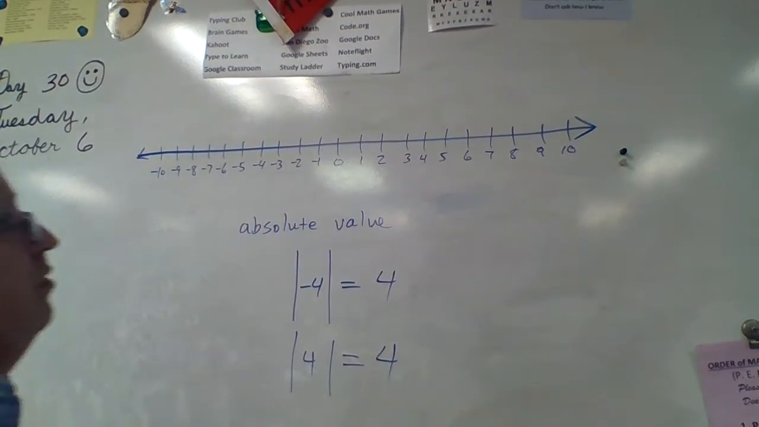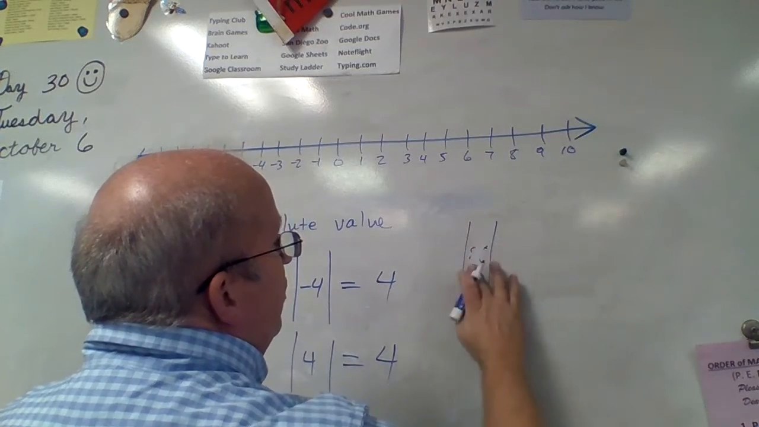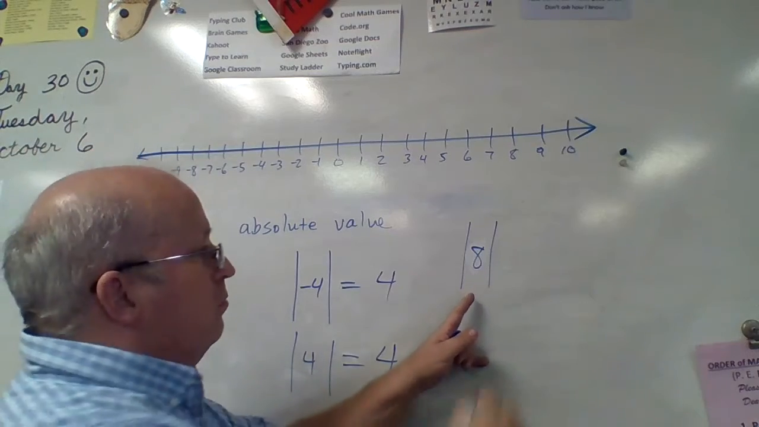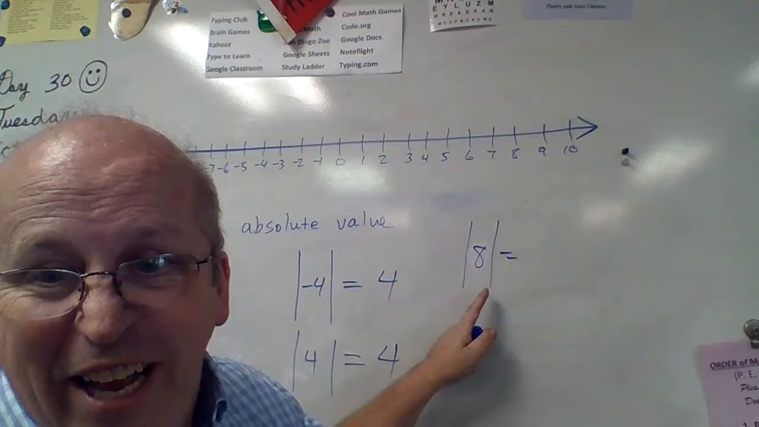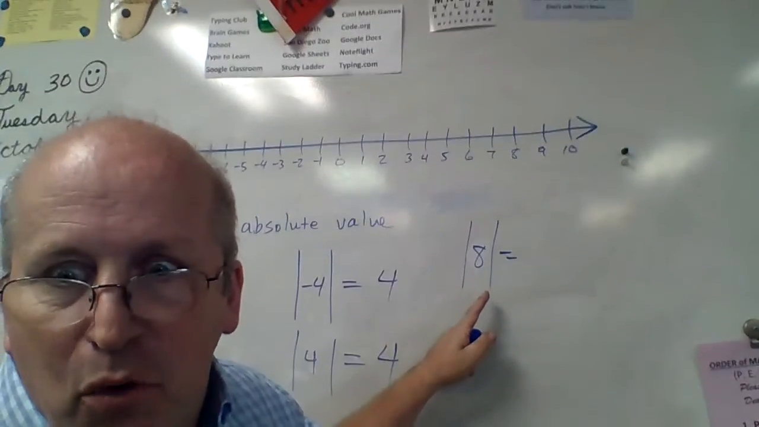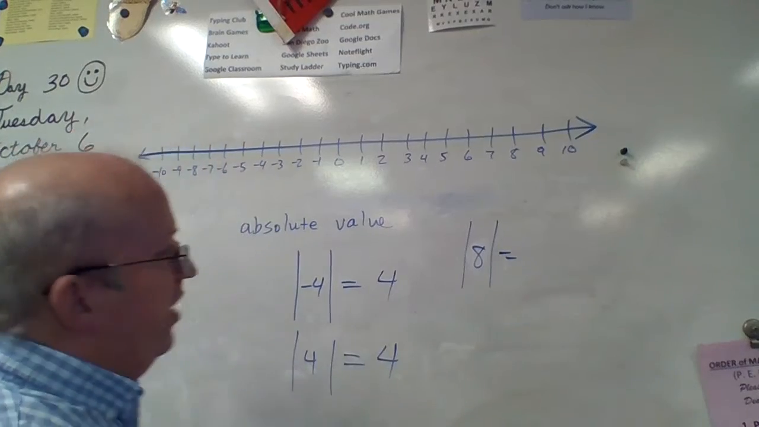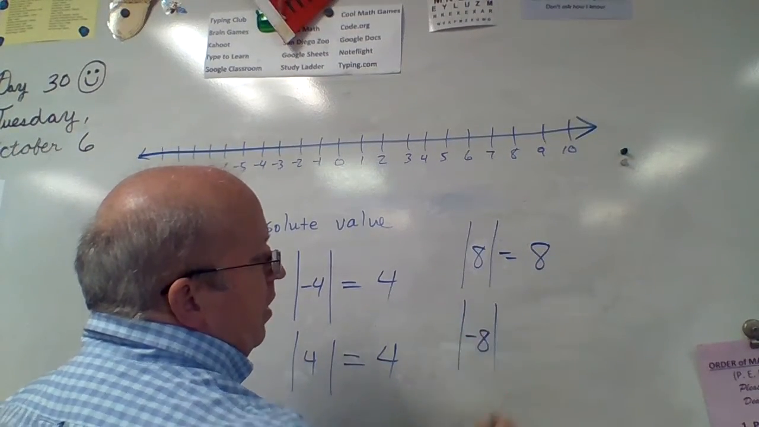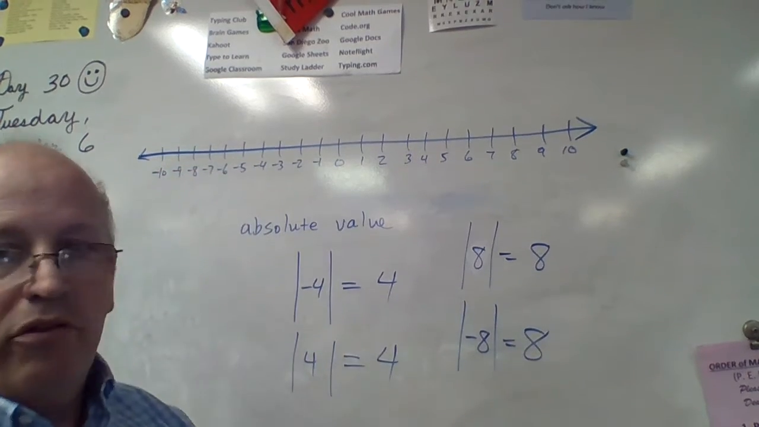So what if I wrote the following? First of all, how would we read this? You should read it: the absolute value of 8, excuse me, said it wrong. The absolute value of 8 equals. Now, what is the answer to that? It's 8. What if I change it and make it the absolute value of -8? It's still 8. It's still 8 steps away.